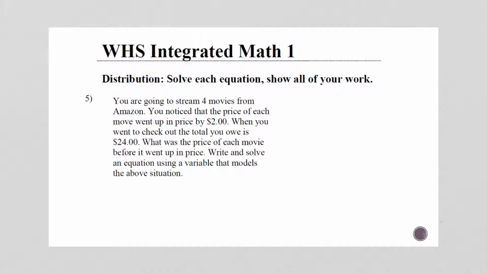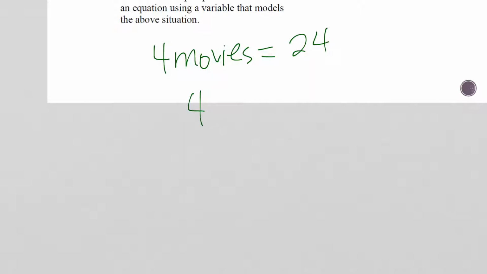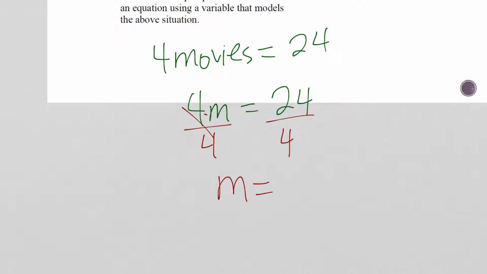Question 5, they're telling you that you're going to stream 4 movies from Amazon. In this question, they tell you that you want to watch 4 movies. It also tells you that the price went up by $2, but each movie costs the same. The total that you're going to pay is $24. So I know that 4 movies equals $24, or 4m for movies equals 24. How do I solve for m? You divide both sides by 4 because you want to solve for m movies. So each movie costs $6.